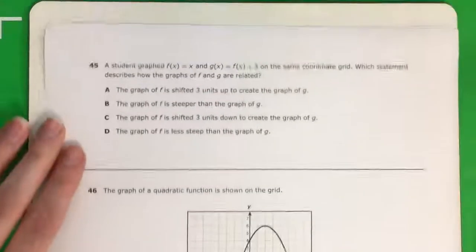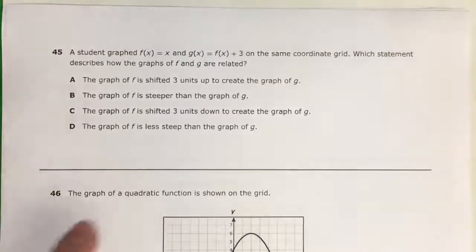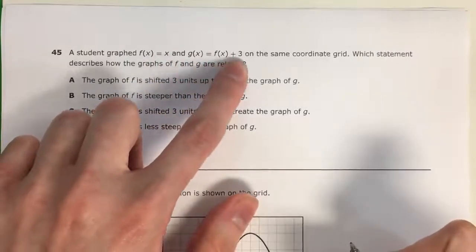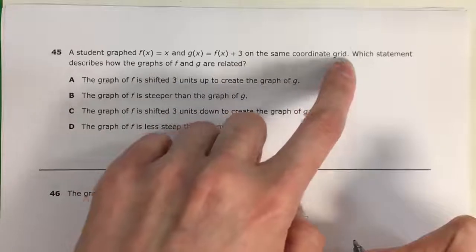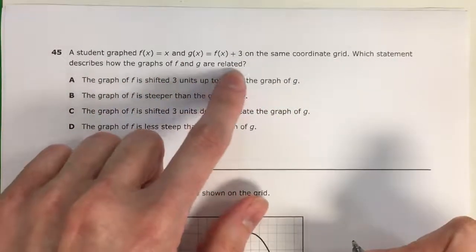45. A student graphed f of x equals x and g of x equals f of x plus 3 on the same coordinate grid. Which statement describes how the graphs of f and g are related?